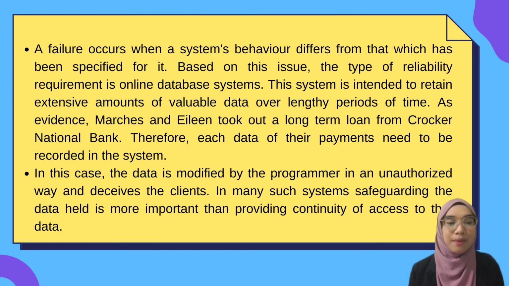As evidence, Marcius and Elaine took out a long-term loan from Crocker National Bank. Therefore, each data of their payments needs to be recorded in the system. In this case, the data is modified by the programmer in an unauthorized way and deceives the clients.